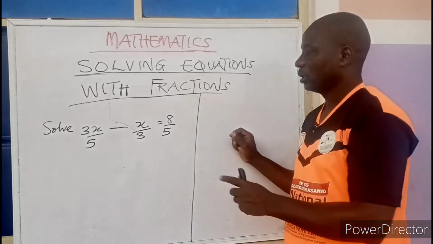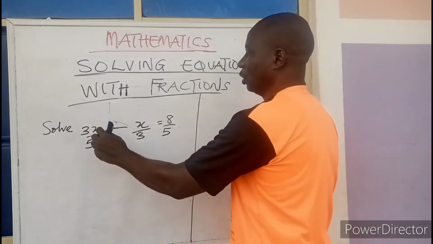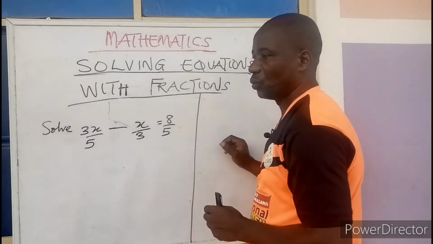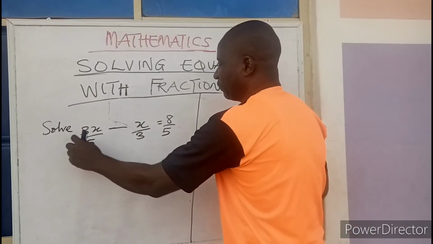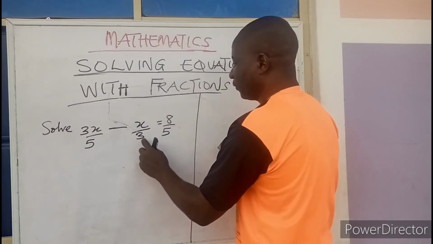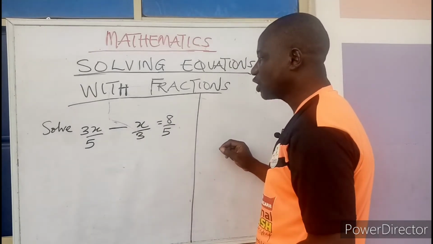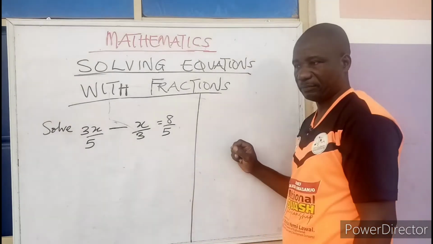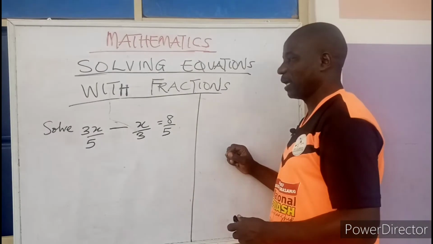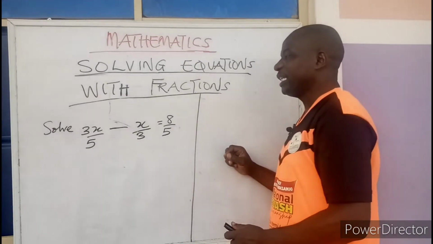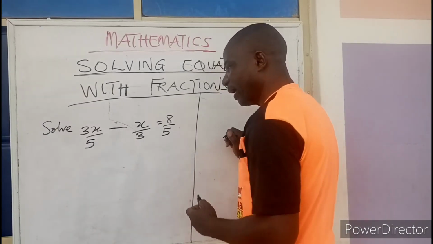Now, look at another example. Here we are having everything all through fraction. 3x all over 5 minus x all over 3 is equal to 8 all over 5. Class, this one you cannot cross multiply as we did in the previous examples. We cannot cross multiply. Now, the easiest way of doing this is finding the LCM.